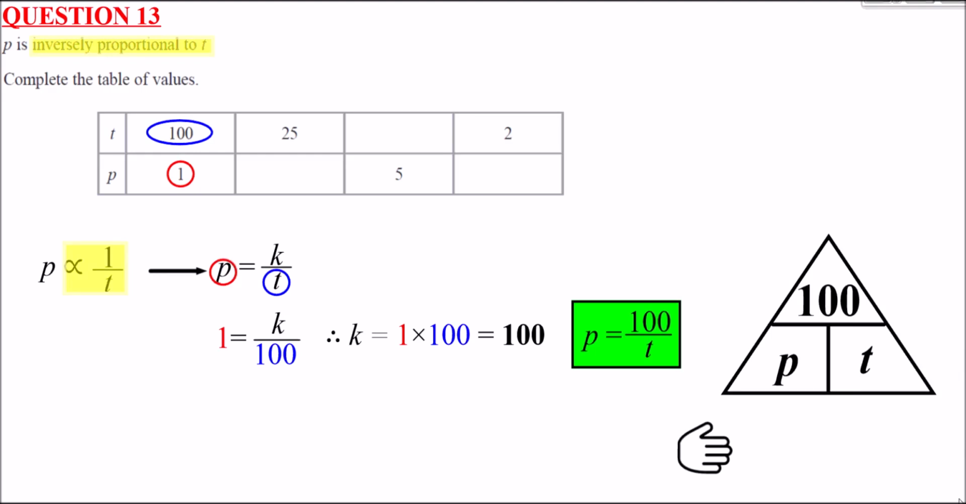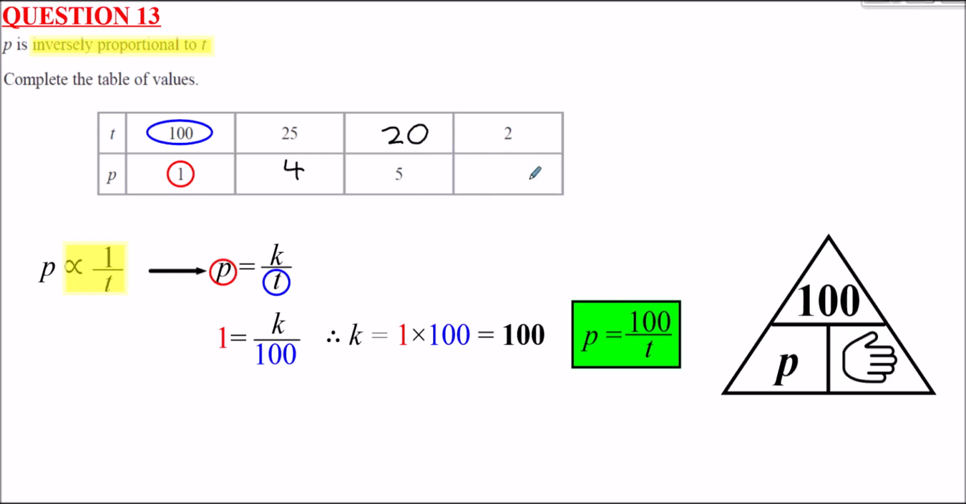For this one here, we know t is 25 and we're trying to find p. So cover up p. So p is going to be 100 divided by whatever t is. So if t is 25, p will be 100 divided by 25, which will give us 4. For this one here, now we're trying to work out t. So cover t up, therefore t will be 100 divided by whatever p is. So if p is 5, t will be 100 divided by 5, which is 20.